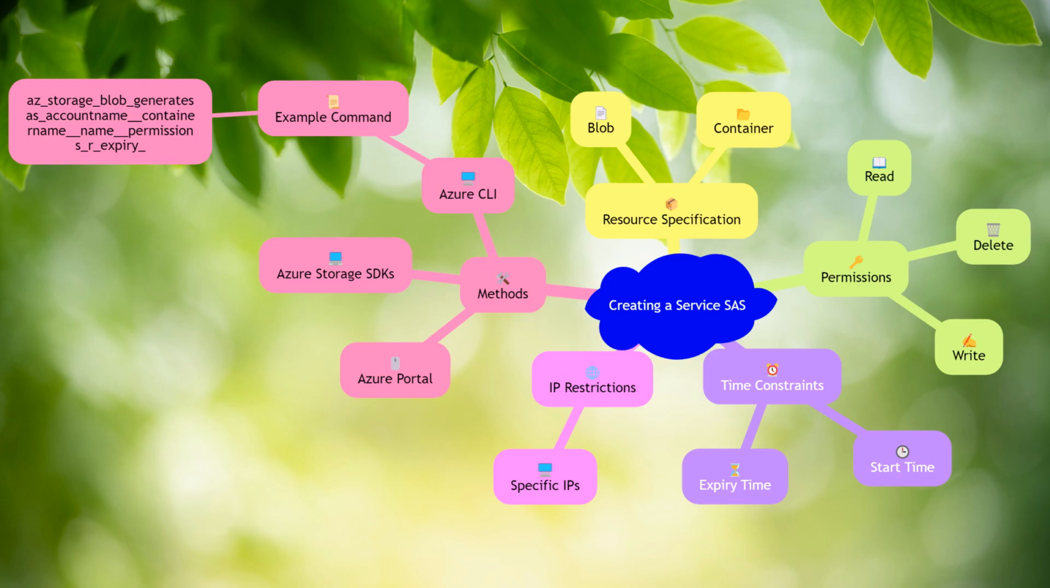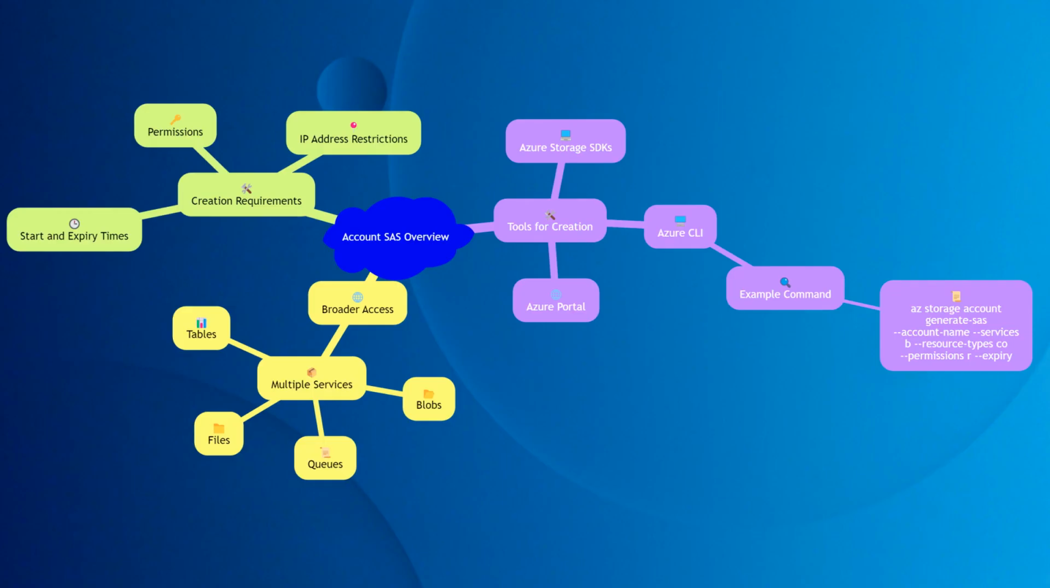--permissions, and --expiry time. An account SAS provides broader access compared to a service SAS. It allows you to grant access to multiple services within a storage account, such as blobs, files, queues, and tables. To create an account SAS, you need to specify the services, resource types, permissions, start and expiry times, and any IP address restrictions. This can be done using Azure Storage SDKs, Azure CLI, or Azure Portal. For example, using Azure CLI, you can create an account SAS with the following command: az storage account generate-sas --account-name, --services b, --resource-types co, --permissions, and --expiry time.